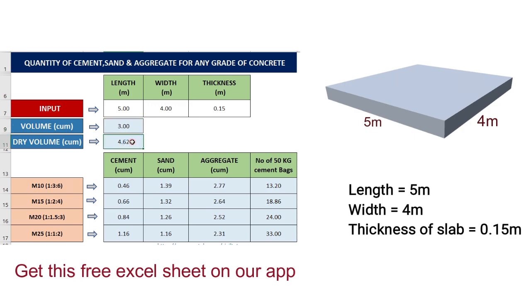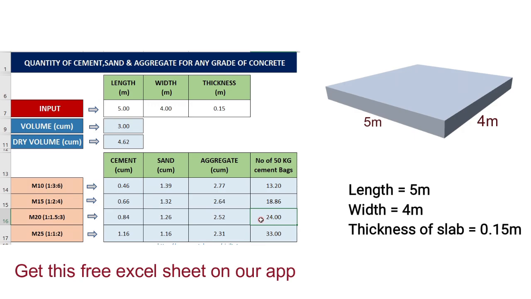And let's suppose we are using M20 grade of concrete for casting this slab. The volume of cement will be 0.84 cubic meter, volume of sand 1.26 cubic meter, volume of aggregates 2.52 cubic meter, and the number of cement bags required for casting this slab by using M20 grade of concrete is 24.